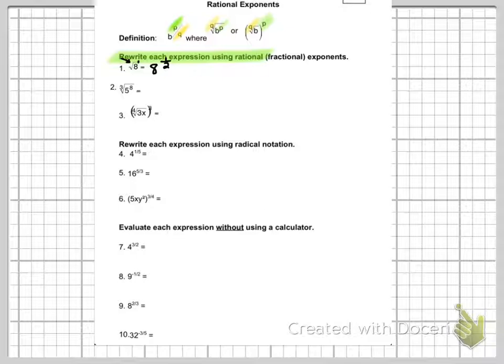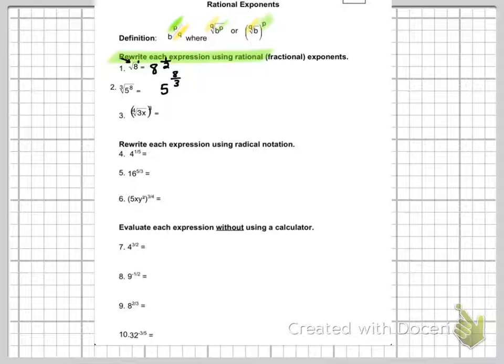Okay. Now for the next example, we have our base, which is 5. The power is 8, and the index is 3, so that's going to be 5 to the 8/3 power.